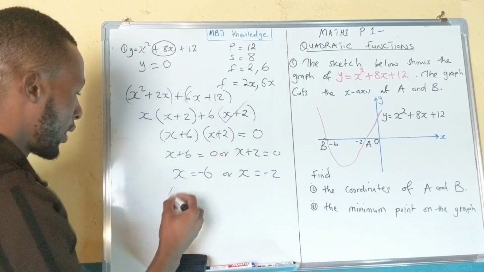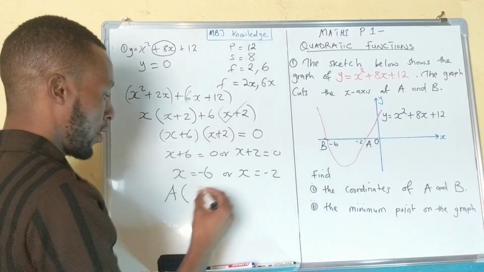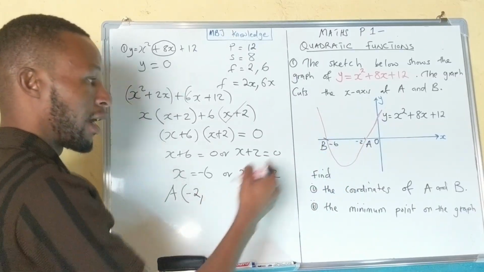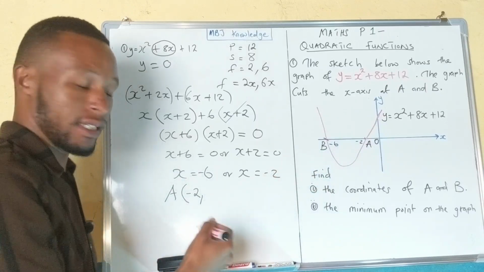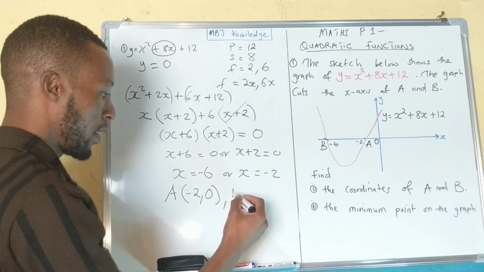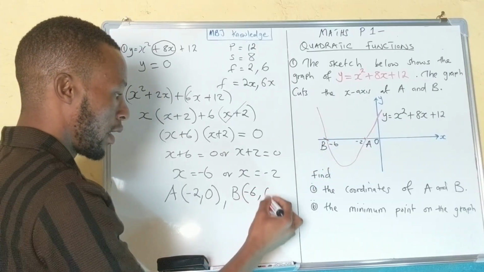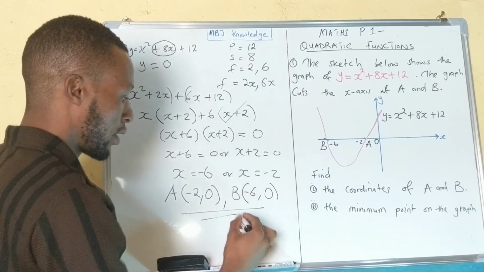Okay, so writing our coordinate, it will be A, open bracket. So the coordinate for A will be negative 2, comma, 0. Remember, for this to touch the x-axis, y is equal to 0. Okay, number 2, B, the coordinate will be negative 6, comma, 0. So these are the coordinates.